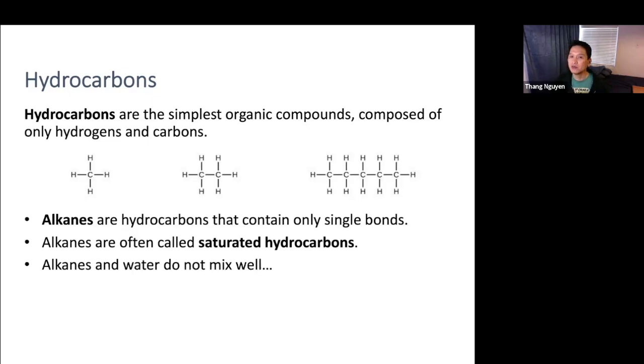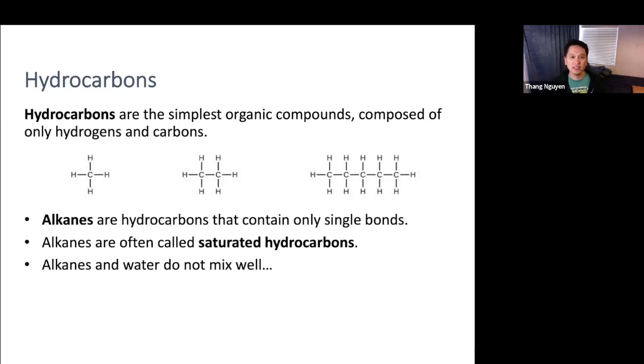And they do not mix well with water. Can you remember why that is from a previous unit? If you only have carbon-carbon bonds, meaning they are the same, so they're nonpolar, and carbon-hydrogen bonds, again, the difference in electronegativity between a carbon and hydrogen is 0.4, which is considered a cutoff of being nonpolar. So if you only have nonpolar bonds in your molecule, the entire molecule is considered nonpolar. And remember that principle of like dissolves like. So water is polar, and alkanes are nonpolar. Therefore, they do not mix well.